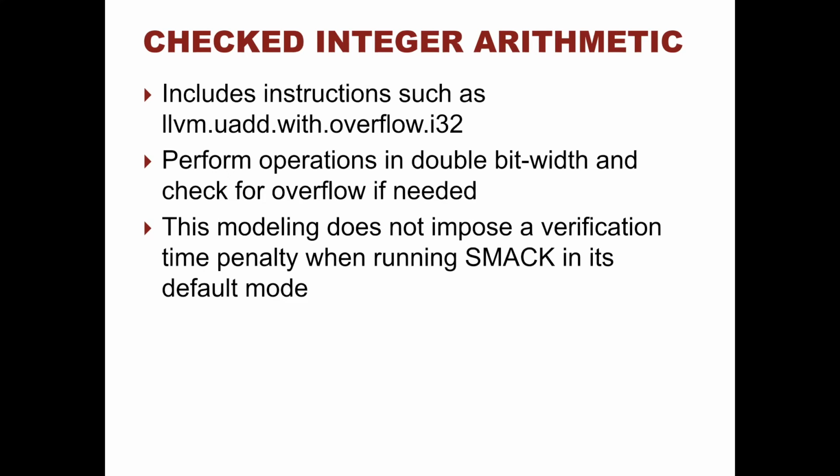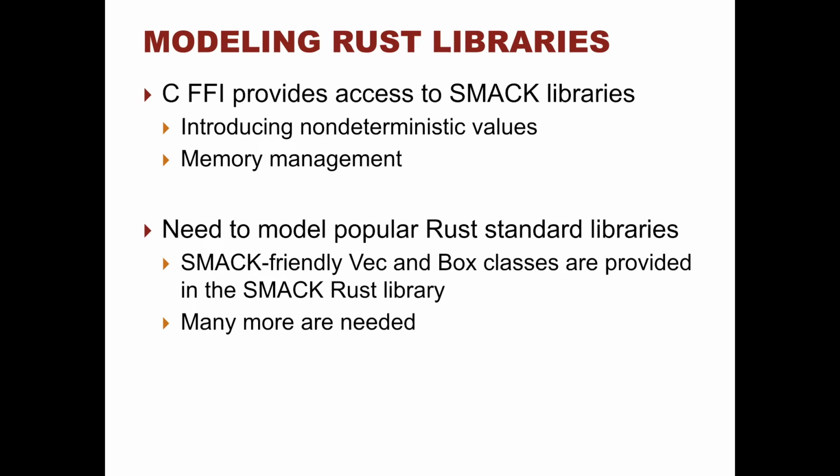And then Rust uses checked integer arithmetic all the time. That wasn't too hard to support. Typically, we perform operations in double bit width, and then we check for overflow if needed. You can turn off overflow checking and then basically don't pay any performance penalty. So that wasn't too hard. Most of the extensions are mainly engineering work that we had to think about a little bit. And then modeling of Rust libraries.